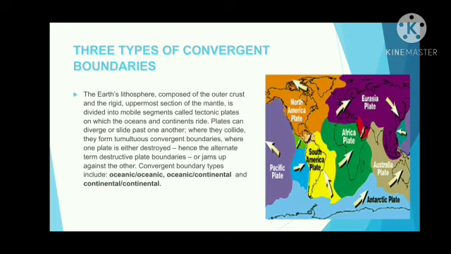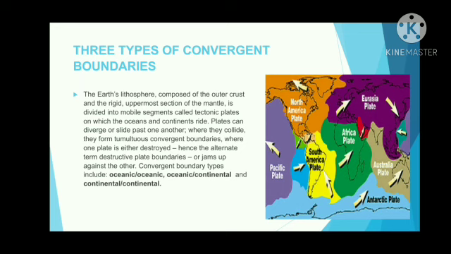The Earth's lithosphere, composed of the outer crust and the rigid uppermost section of the mantle, is divided into mobile segments called tectonic plates, in which the oceans and continents lie. Plates can diverge or slide past one another. Where they collide, they form convergent boundaries, where one plate is either destroyed, hence the alternate term destructive plate boundaries, or jumps up against the other. Convergent boundary types include oceanic-oceanic, oceanic-continental, and continental-continental.